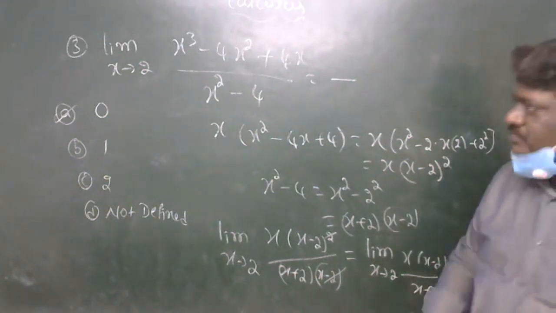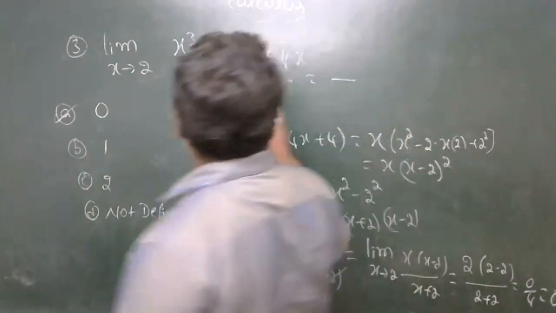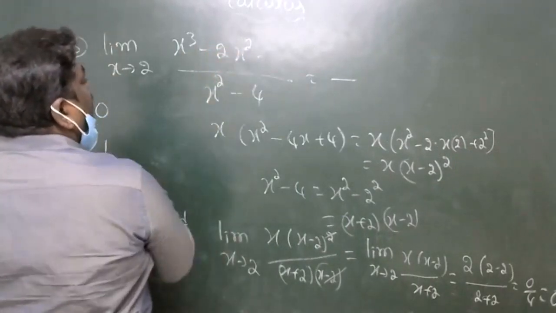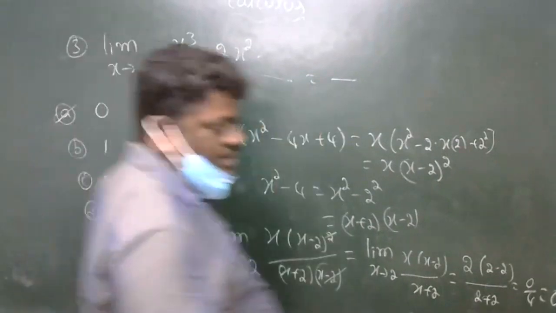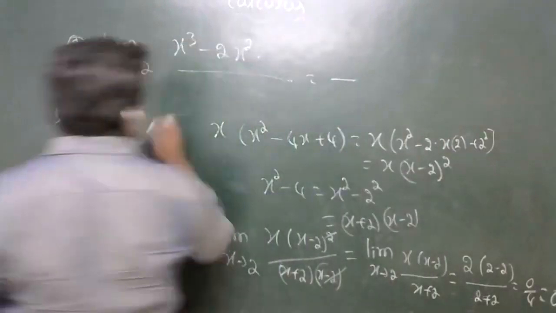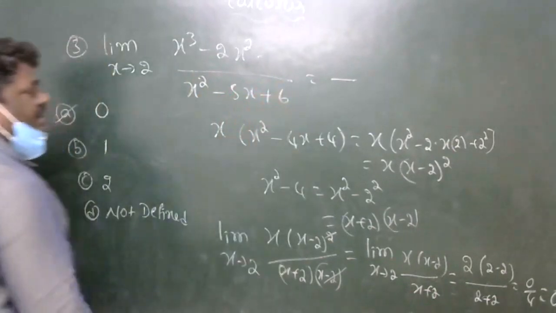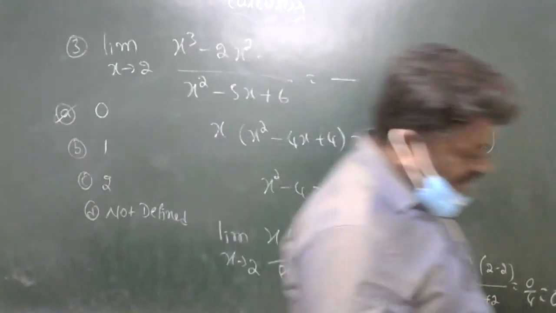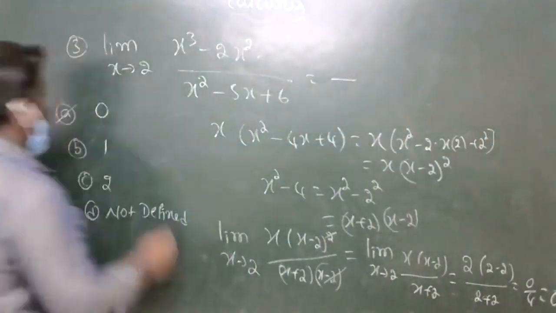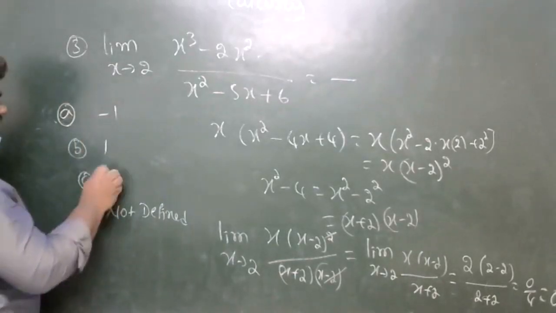Next question. Limit as x tends to 2 of (x cube minus 2x square) divided by (x square minus 5x plus 6) is equal to dash. Option A: 1. Option B: not defined. Option C: 4. Option D: minus 4.